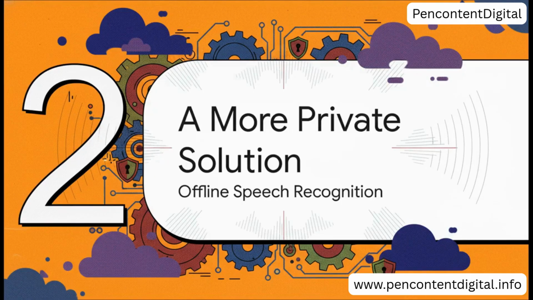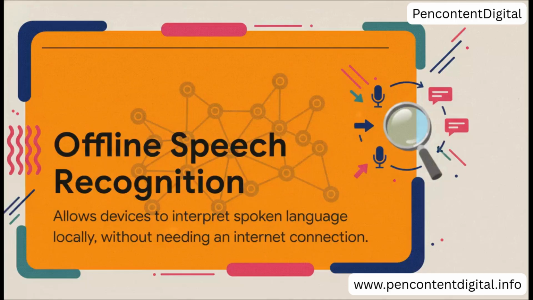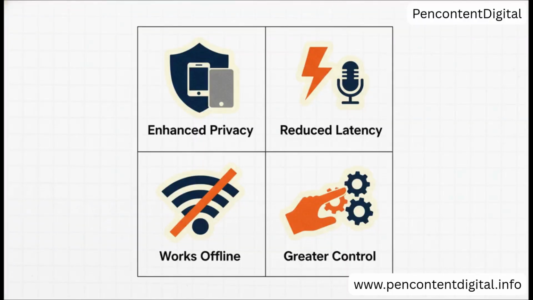So, if the cloud is what's causing these problems, what's the alternative? Well, that brings us right to a much more private solution: offline speech recognition. And here it is. The definition is actually super simple. Offline speech recognition is pretty much exactly what it sounds like. The entire process, listening to you, understanding you, and turning your speech into text, it all happens right there, on your device. Nothing gets sent out, no internet connection needed. It's totally self-contained. And this is where it gets really good.